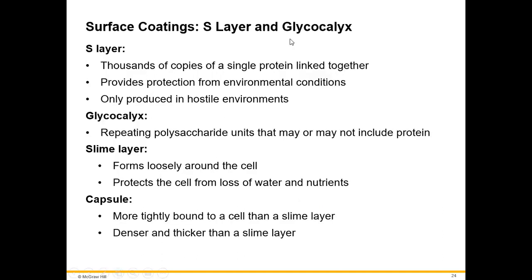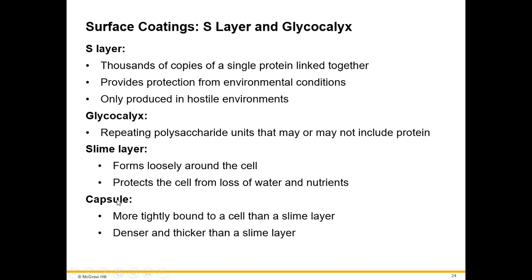They can have some other structures. So the S layer, this is outside the membrane, outside the cell wall. The S layer is a single protein joined together. It provides protection from environmental conditions. It's only produced when the bacteria is in a hostile environment. Another layer is called a glycocalyx, which is just repeating units of a sugar that may or may not include protein. The slime layer is formed loosely around a cell and protects them against the loss of water and nutrients.